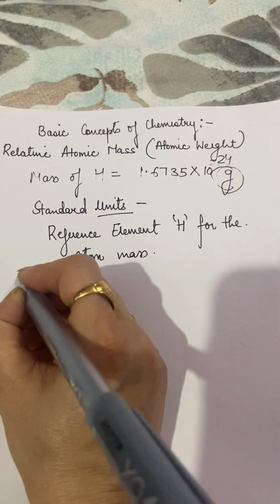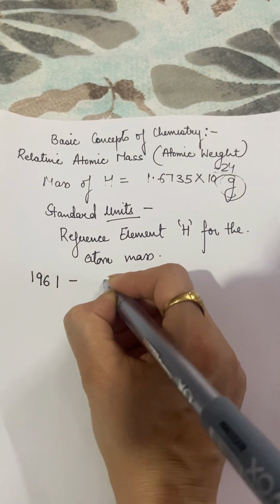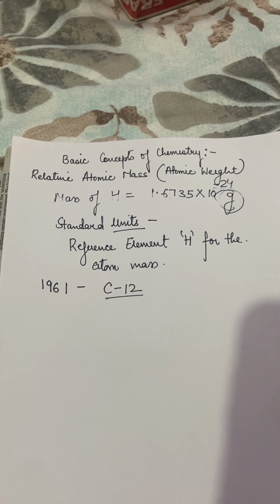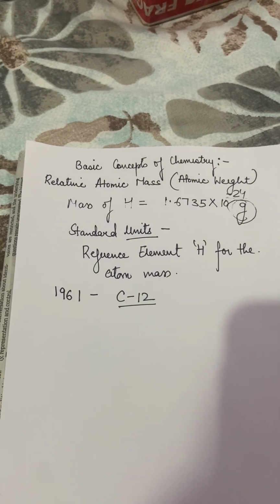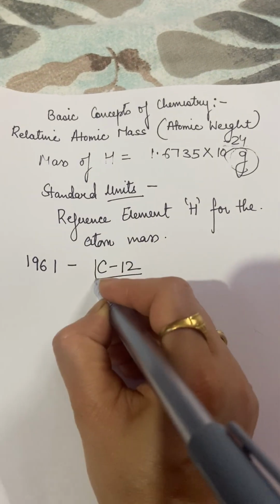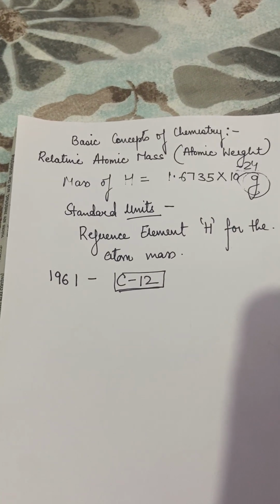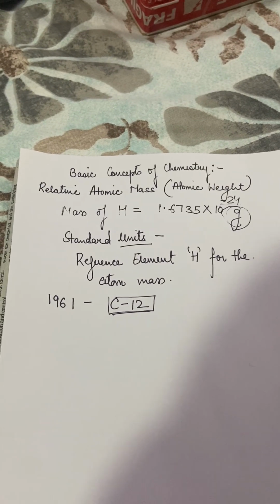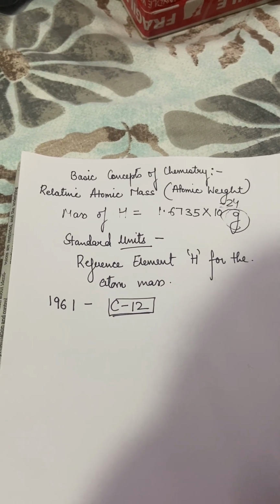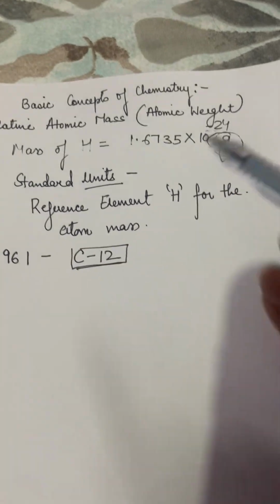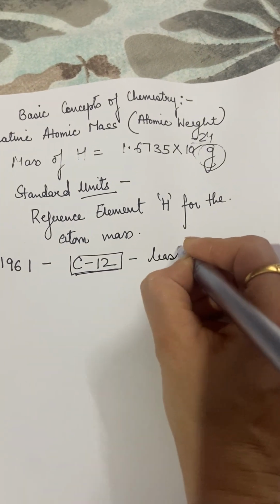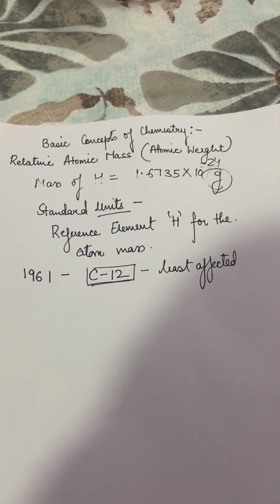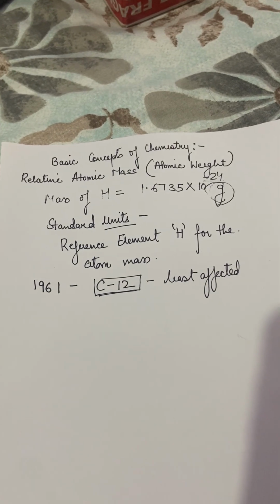Then, in 1961, they chose carbon 12 as the reference element to calculate the atomic mass of a particular atom of an element. Now the question arises, why is carbon 12 only chosen as the reference element? Because its adoption affected the values of atomic mass of various elements in the old standard the least. Because carbon 12 is least affected. What is the meaning of least affected? It is not going to affect the values of the atomic mass of various elements.